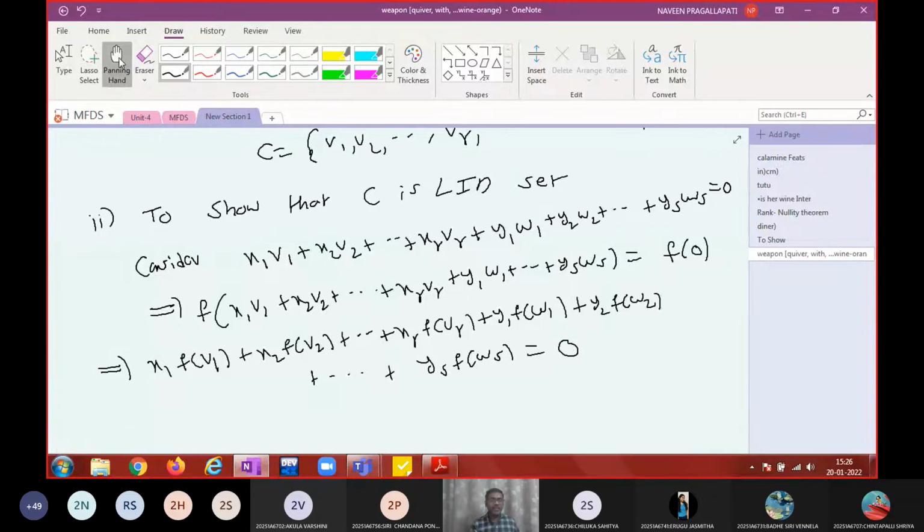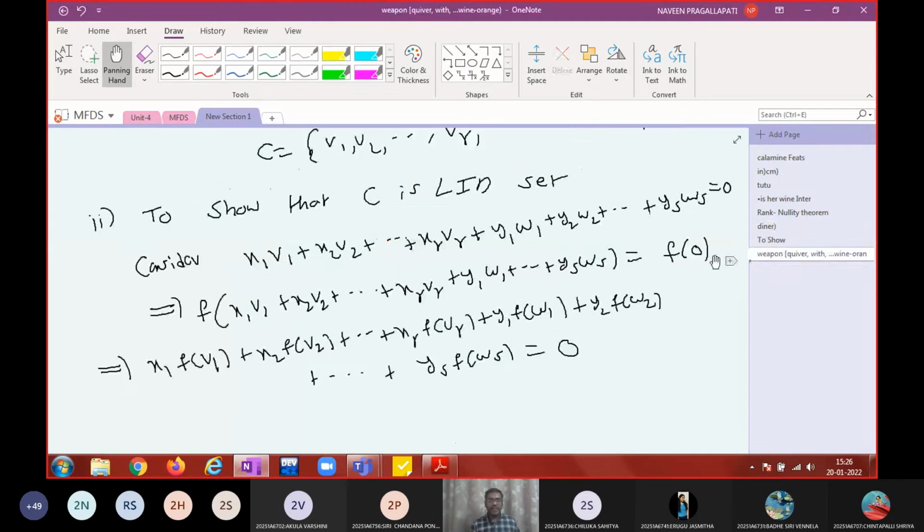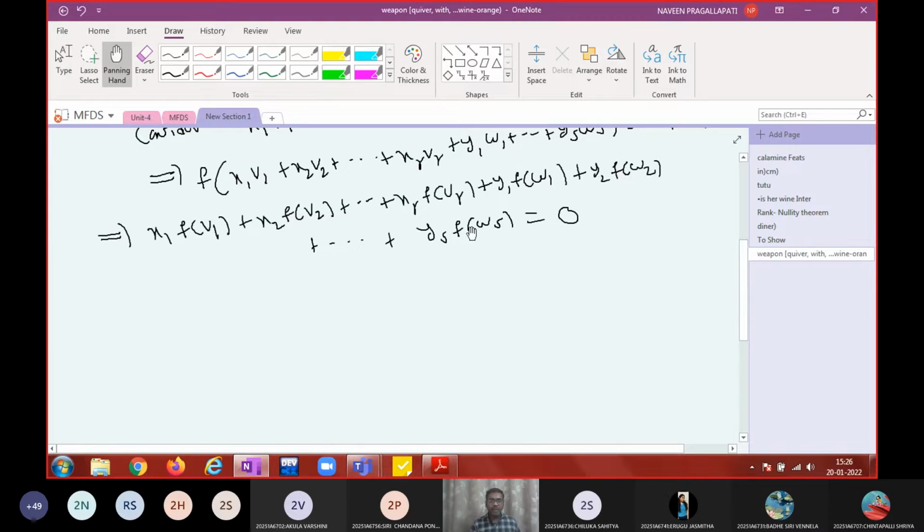Now in this expression, can you reduce the number of terms here? What is f of w1? Where are these elements, w1, w2, ws? These elements belong to kernel f, and any element in the kernel f will be mapped to 0 only, right? Yes, sir. Therefore, I can reduce these elements. So I know that f of w1, f of w2 and so on, f of ws is going to be 0.